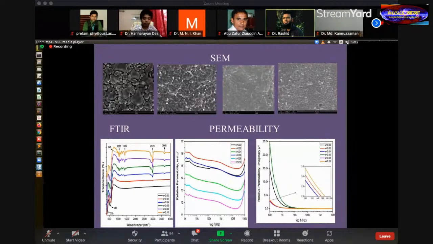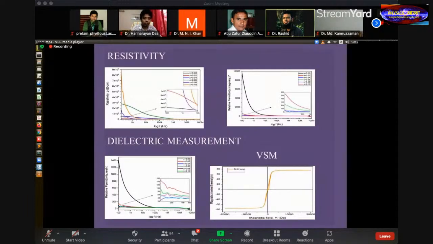It is noticed that the sample exhibits high permeability at low frequency, and initial permeability decreased with europium. The resistivity was found increasing with europium. The dielectric constant reduced with increasing europium content, and was minimum for x equals 0.10. VSM was used to calculate the MS loop at room temperature.